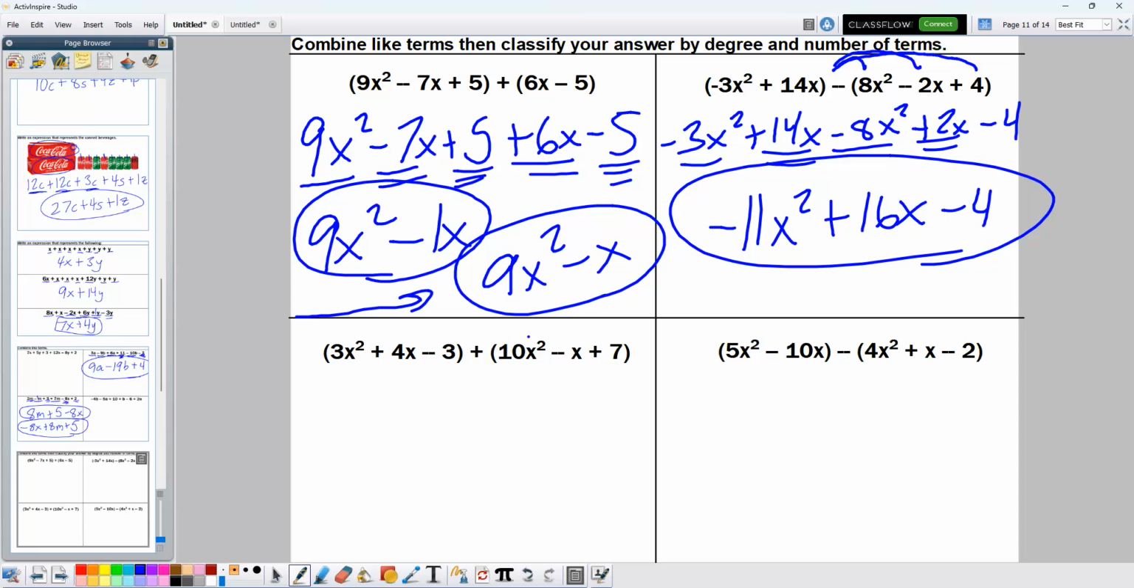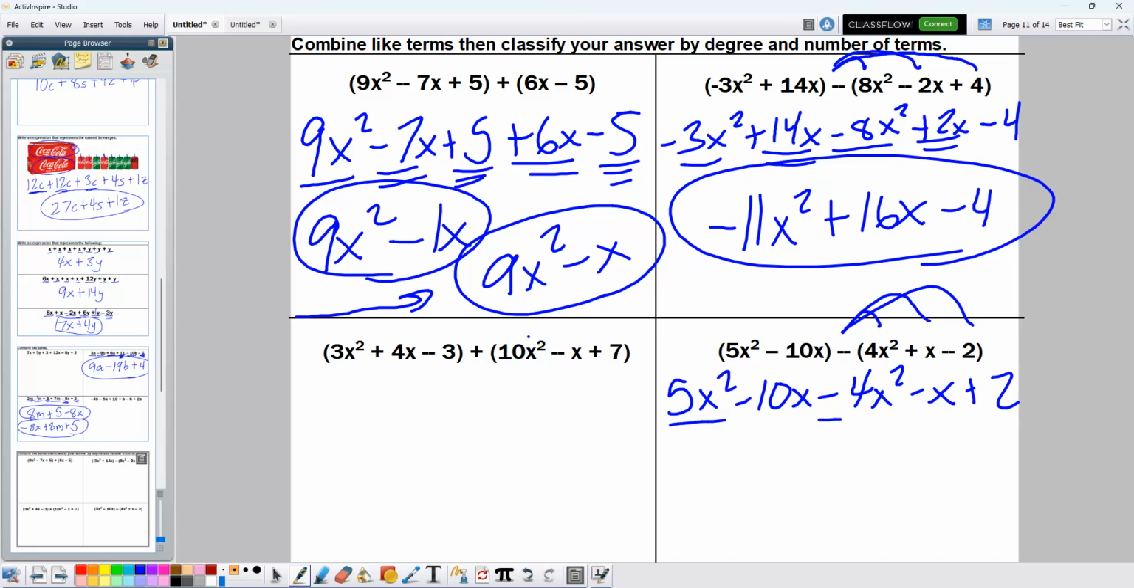Let's try the one on the bottom right down here. I've got to distribute right there to all three of those. That means I'm going to be changing the signs. That's going to be negative 4x squared. That's going to be negative x, and that's going to be positive 2. Change the signs of everything inside those parentheses.